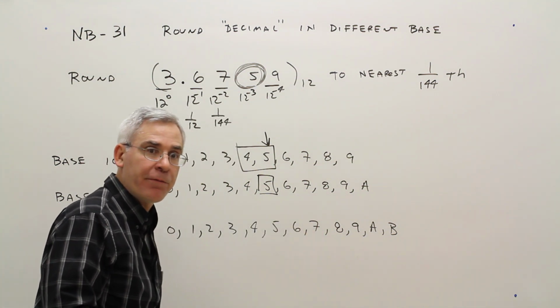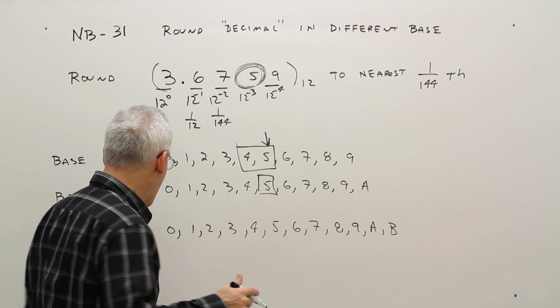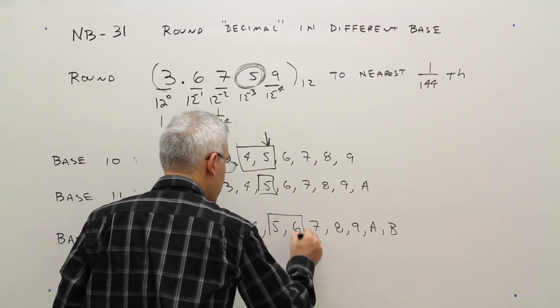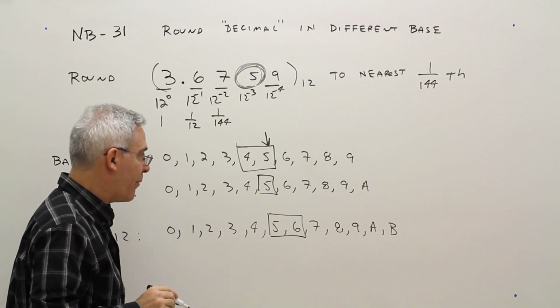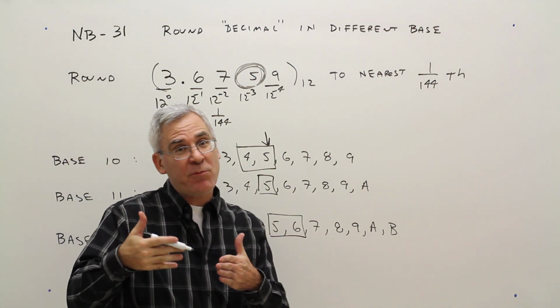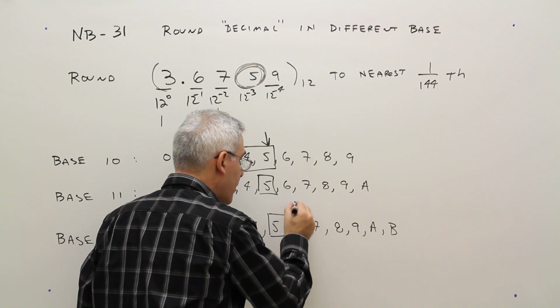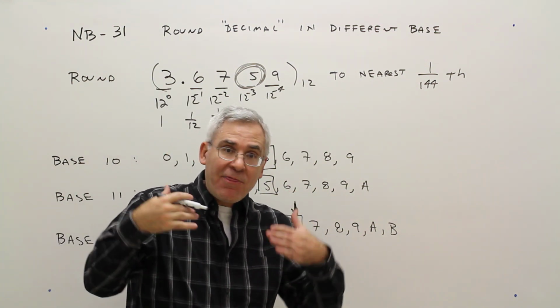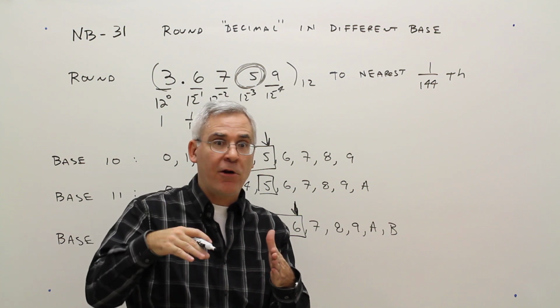I'm in base 12. So let's find the middle digit in base 12. Well, I've got an even number, so it'll be a pair. 5 and 6 are in the middle. So adopting the same strategy as in base 10, we select the digit that's further to the right, and that's the magical digit for rounding or not.